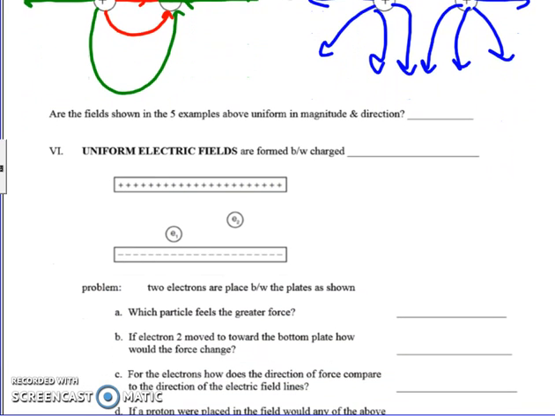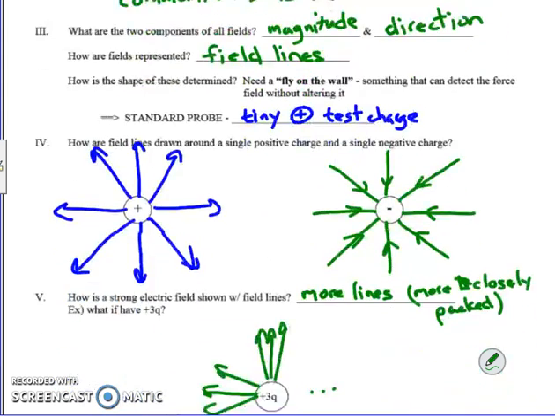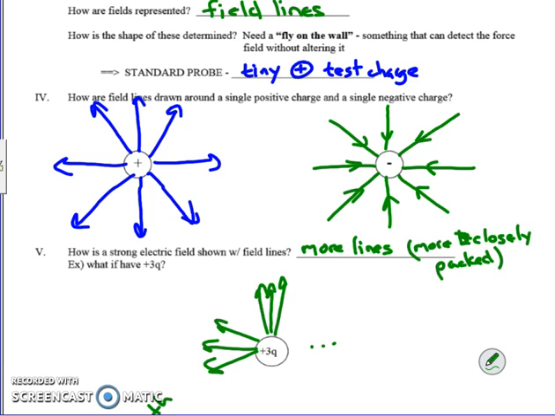So an important question comes up. Are the fields shown in these 5 examples uniform in magnitude and direction? Uniform meaning the same throughout. Well, look at the ones that we've drawn before. Let's go back to one previous, right? You might say, well, this is symmetric about the positive.